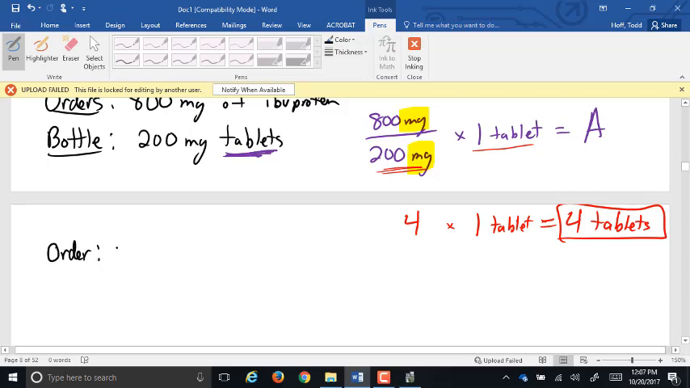Watch this example. So let's say our order is for 45 milligrams. We don't need to specify what.